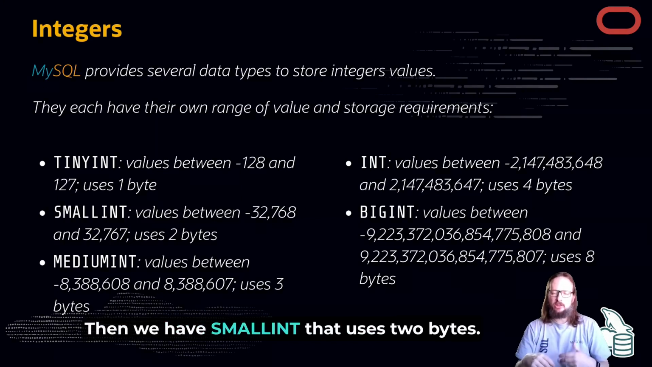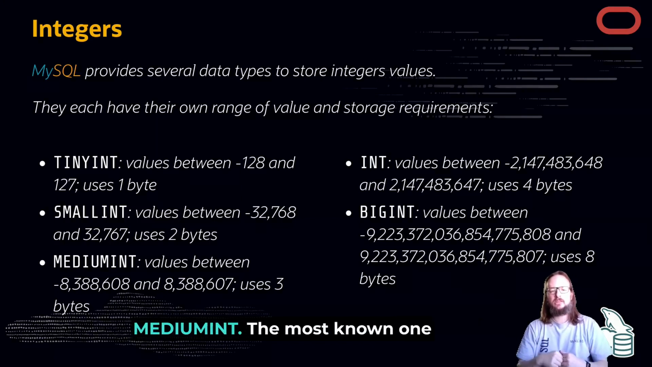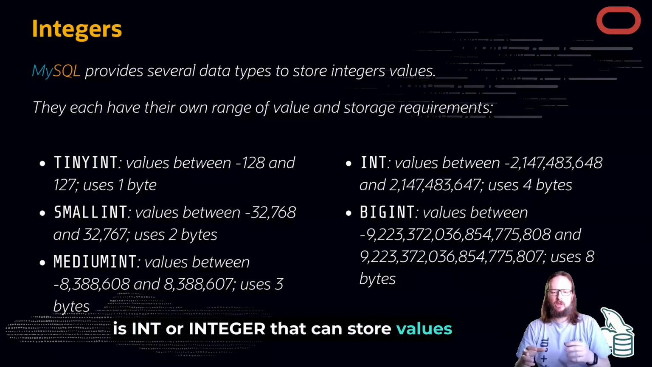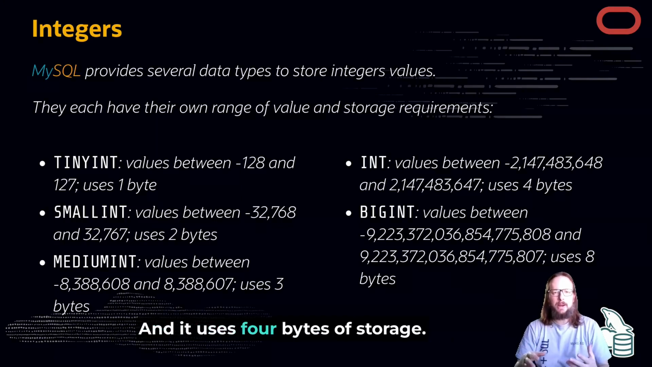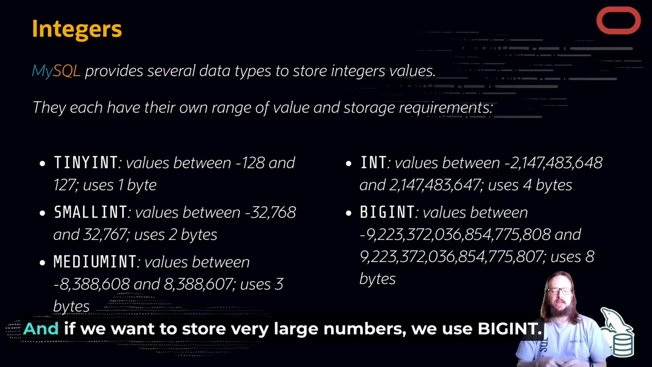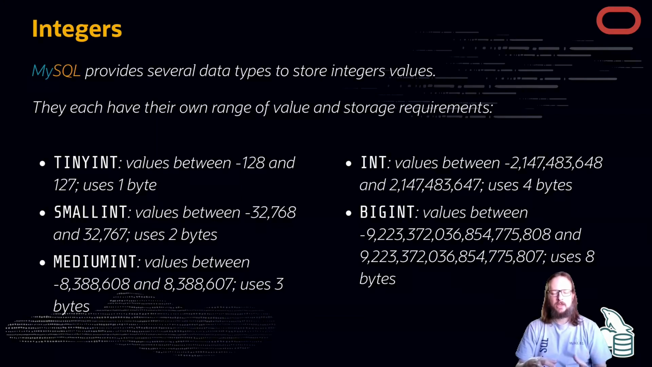Then we have smallint that uses 2 bytes, mediumint. The most known one is int or integer that can store values already quite large, as you can see, and it uses 4 bytes of storage. Then, if we want to store very large numbers, we use bigint. As you can see, bigint is a very large value.